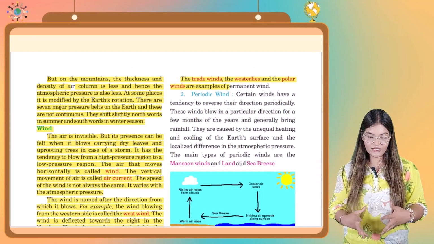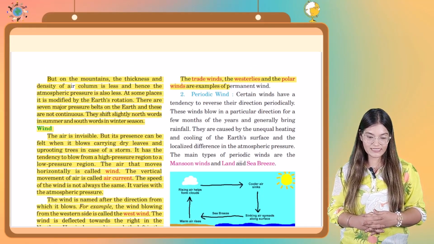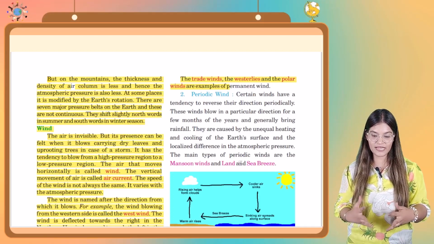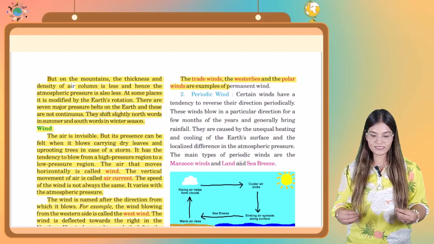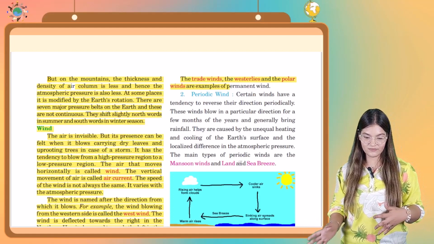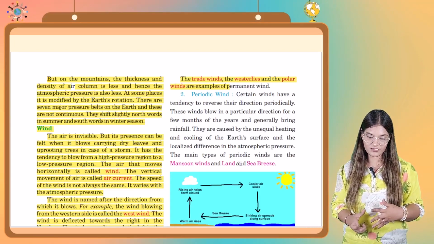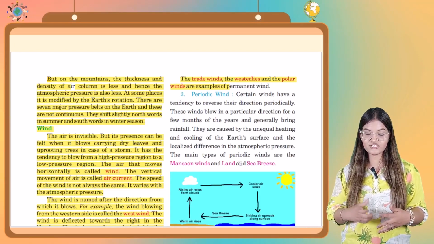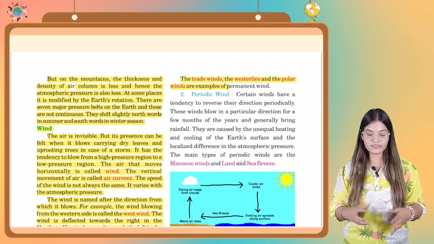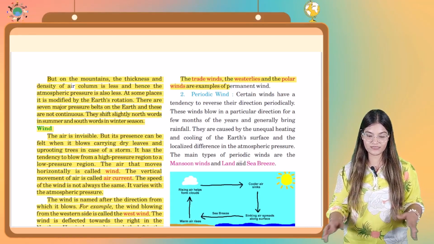There are 7 major pressure belts on the Earth, and these are not continuous. They shift slightly northwards in summer and southwards in winter season. Repeat. They shift slightly northwards in summer and southwards in winter seasons.